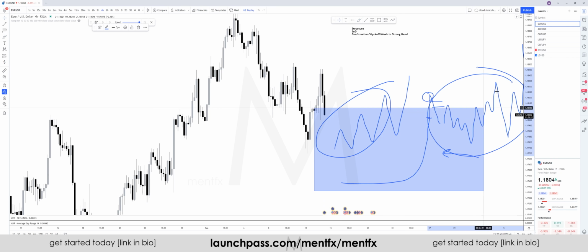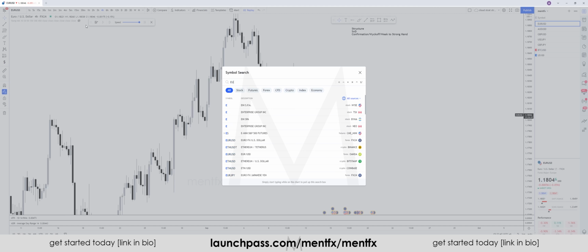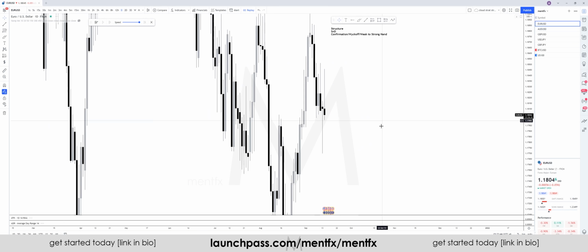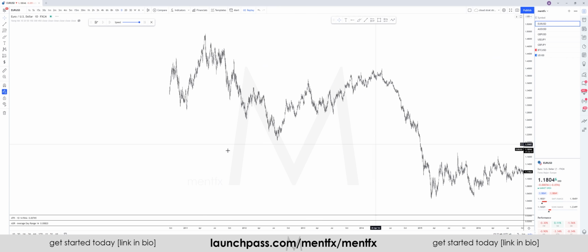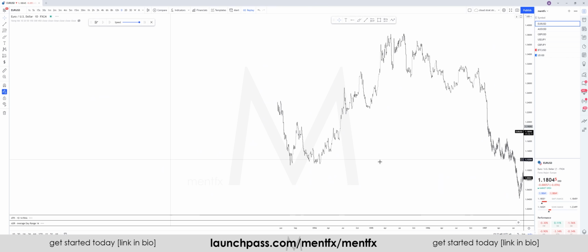Additionally, it only takes a second for you to go to something like Euro USD, maybe go to a daily, and just go back in time and literally just go anywhere you want. It doesn't even matter, right?